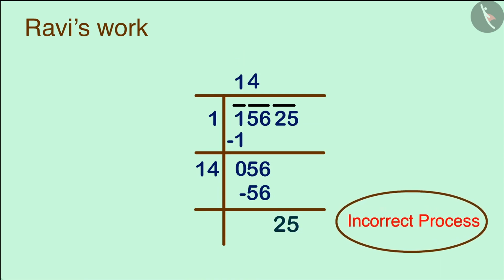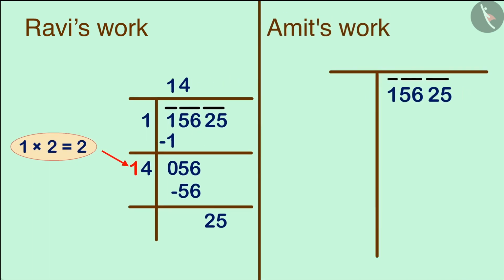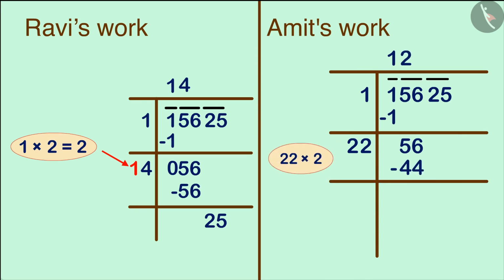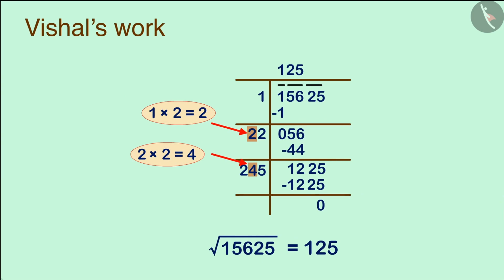This process is incorrect because when the second division was done here, the number 1, which was the first divisor, was not multiplied by 2 and the new divisor was not written. Now we will look at Amit's answer. Amit multiplied the whole number of the first divisor by 2 to make the new divisor, which is incorrect because we only have to multiply the digit in the units place of the first divisor by 2 and not the whole number. Vishal's solution is correct.